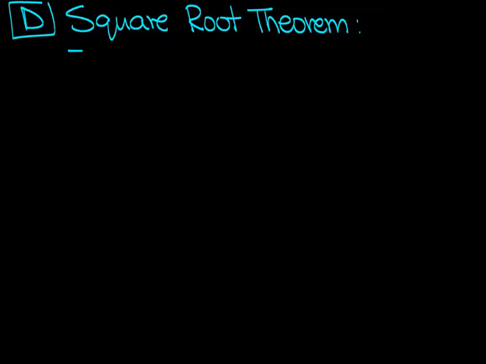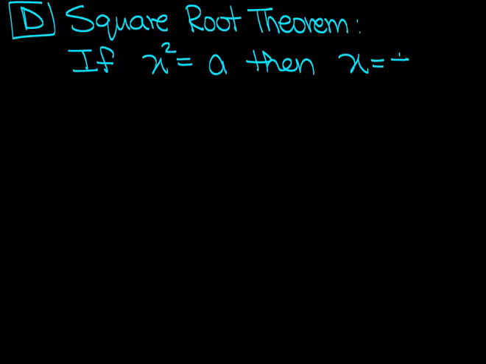The square root theorem states this, that if x squared is equal to a, then x is equal to plus or minus square root of a. Now we have the introduction of plus or minus, which is very important. It's one of the things students always forget to do. Basically what I'm doing is over here I have the square of some number is equal to a, where a is any number.